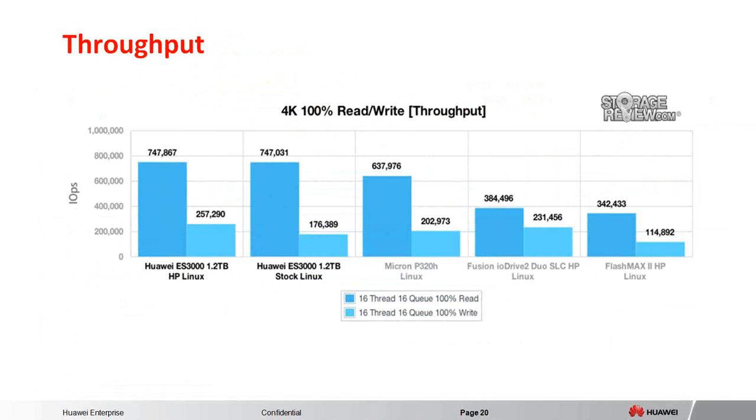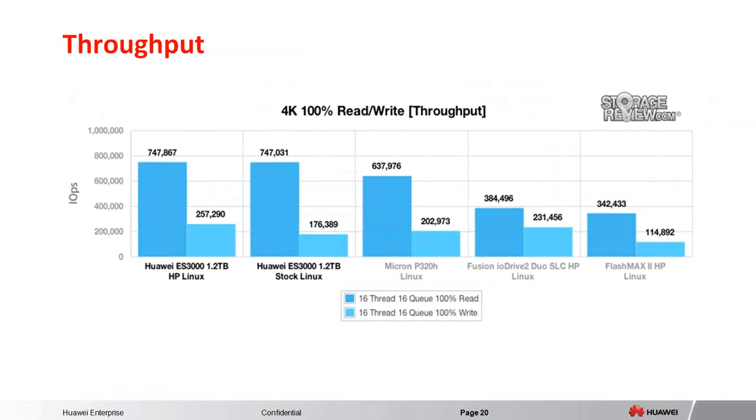Then again, here is a throughput read-write at 4K 100%, and the throughput is as phenomenal as the latency, of course. And we have it at a 1.2 terabyte card with the HP Linux and the stock Linux. Then again, you look at ours, we are talking about almost 74.7, almost 80,000 IOPS. Then if you look at Fusion IO, it is like half of us, and Micron was the closest on the chart.